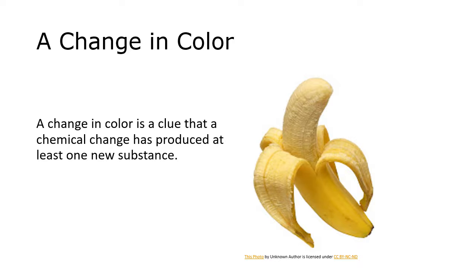The first is a change in color. With a banana, we can judge how ripe it is based on the color. A change in color means that a new substance was formed by a chemical process.